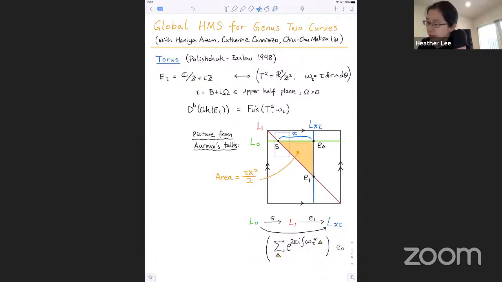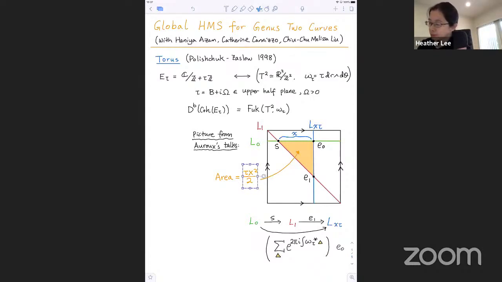So here we have one. This is a triangle of side length x. So the area of this triangle is x squared over 2 in this 1 by 1 square. But remember, it needs to be scaled by tau. So the area is tau times x squared over 2. And this is not the only triangle with these three boundaries. There are bigger and bigger triangles that wrap around the torus.